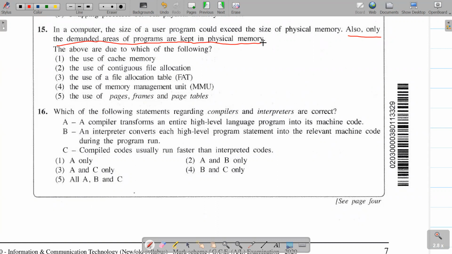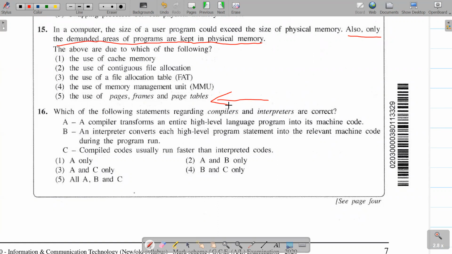Use of cache memory, the use of continuous file allocation, the use of file allocation table, the use of memory management unit, the use of page frames and the page table. So it happens due to this, right? The use of pages, frames and the page tables.